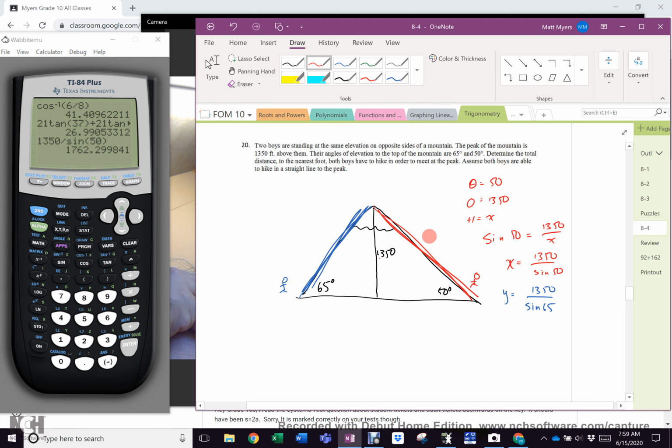Boy 1, 1762. Boy 2, 1350 divided by sine 65. That should be blue. 1490, because you round that up.